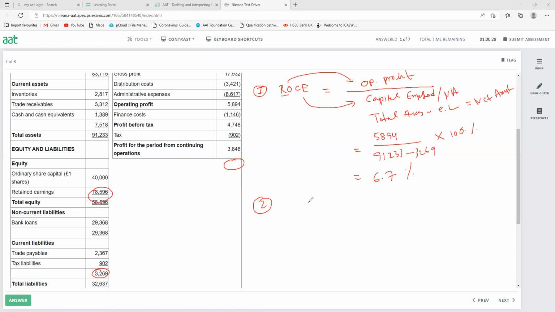Number two, we have to calculate the current ratio. Current ratio is quite simple. Current ratio means current asset divide current liabilities. Current asset divide current liability. So we have a current asset that is 7518, and the current liability 3269. And this one we have to present like a ratio. So if we do that, it will give us 2.3:1.